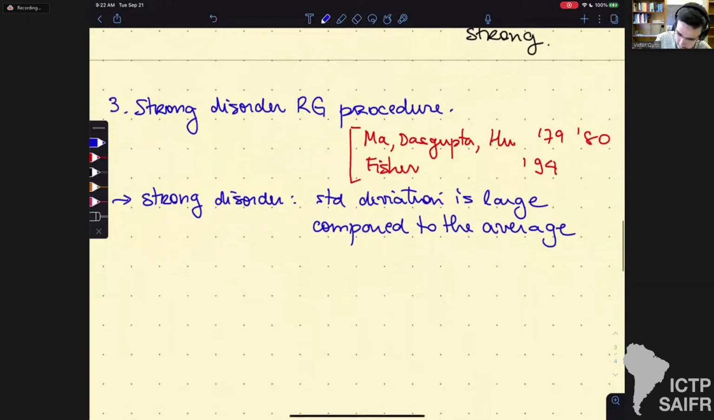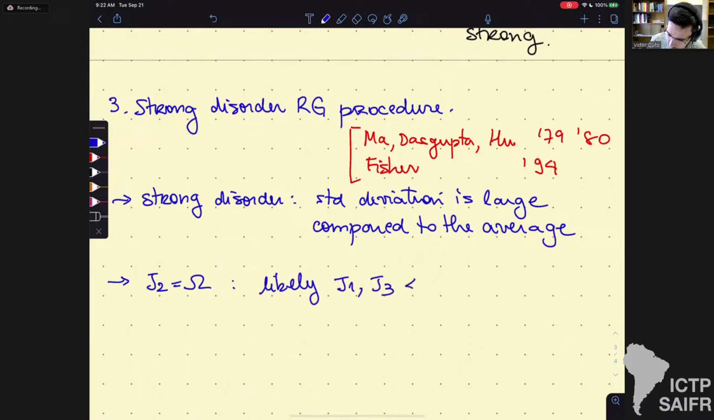And also, let's say J2 is the largest coupling. I'm just calling the largest coupling J2, and I will give it a special name, omega. Then it's likely that the neighboring couplings J1 and J3 are much smaller than J2. We are going to use these facts explicitly in order to develop this RG and characterize the low energy physics.